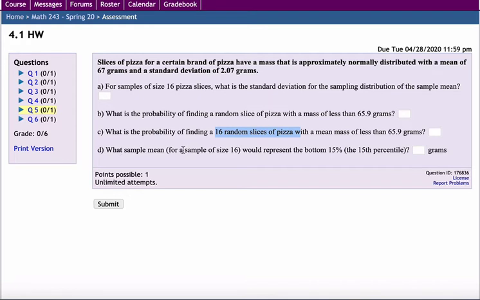What sample mean for a sample of size 16, so again we're talking about the sampling distribution here, would represent the bottom 15%? If I had 16 slices of pizza and I calculated the average weight of those 16 slices of pizza, how light would it have to be so that it was lighter than 85% of observations? Only 15%, not observations, of averages. Only 15% of averages weigh less than my average. It's a sampling distribution question. We're told the area. Maybe you can figure out the calculator function that you'd use.